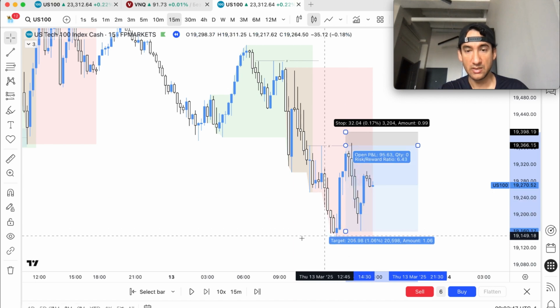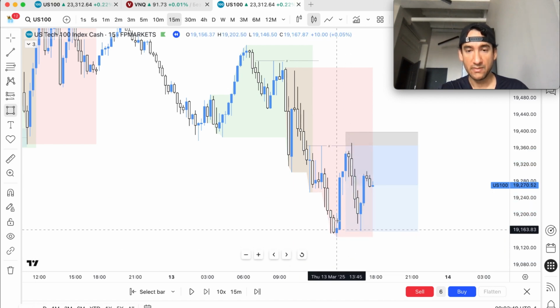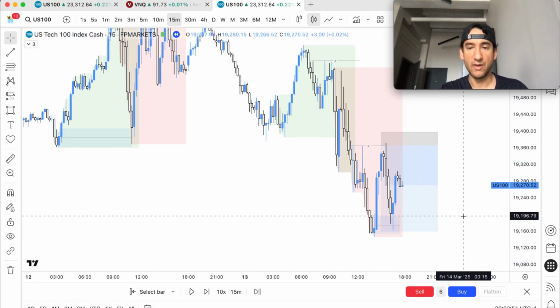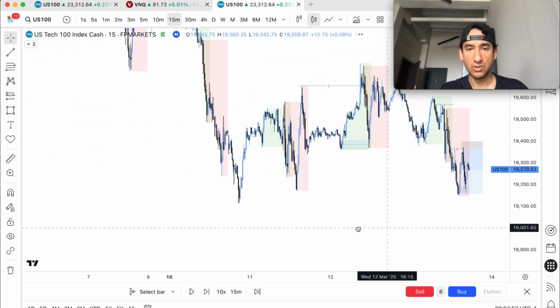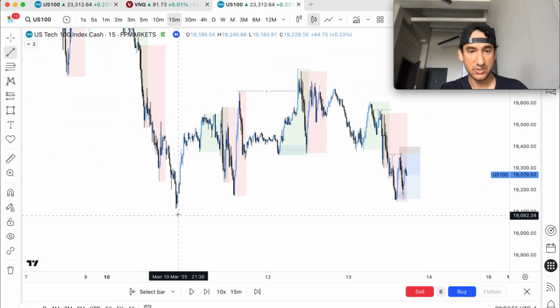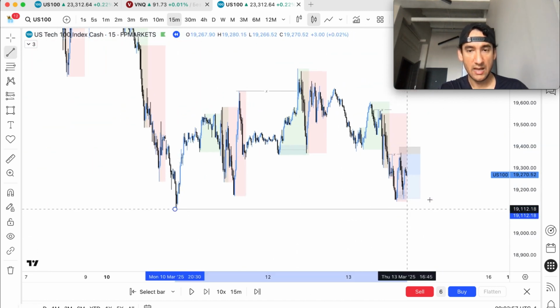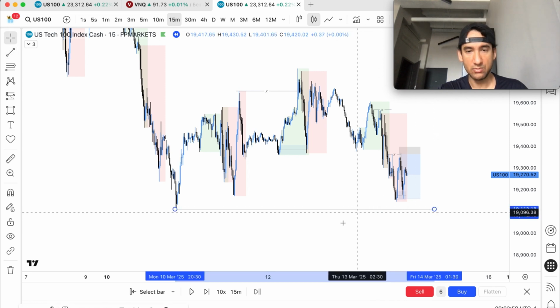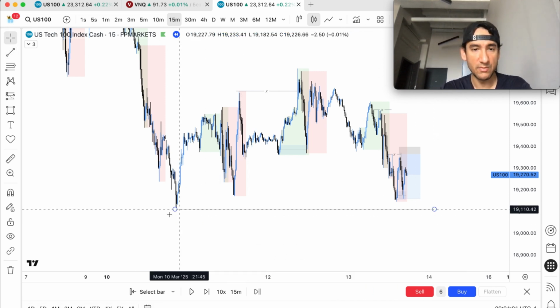And where do we target? The next demand zone right here. That would be a safe area to target, right? You could look to target all these lows because essentially this is all liquidity. I don't necessarily target the main low down here between this low and this high.